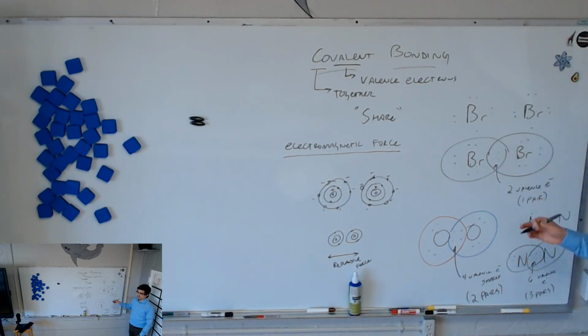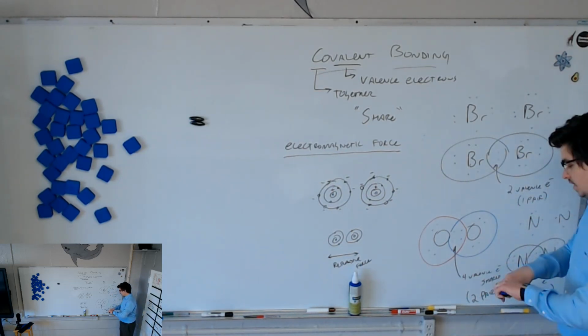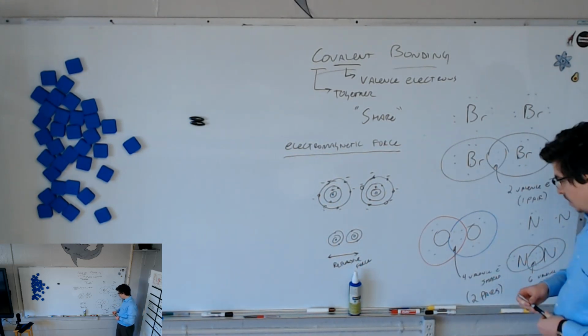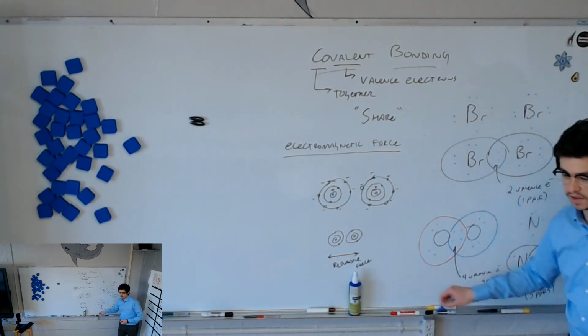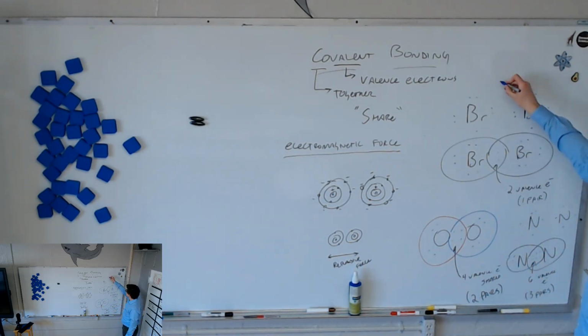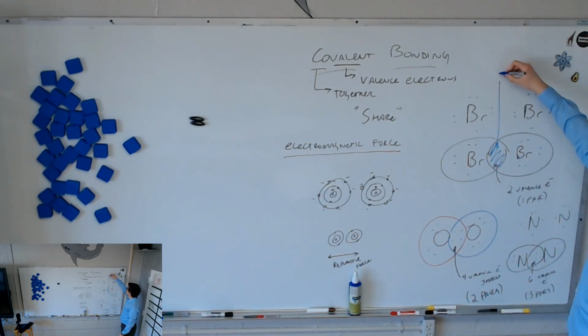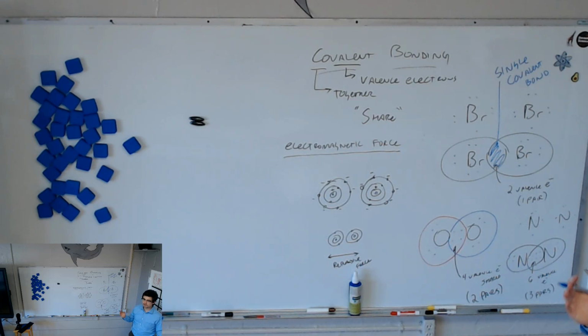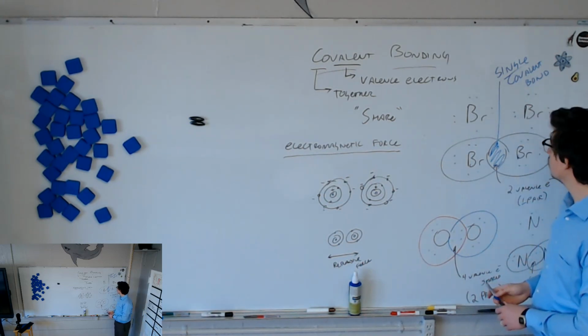We have names for these. When it's one pair being shared, can you guess what kind of bond it is? It's covalent. What kind of covalent bond? We call it a single. This sharing of 2 electrons is called a single covalent bond. 2 electrons, which is 1 pair. So single covalent bond, 1 pair is single.